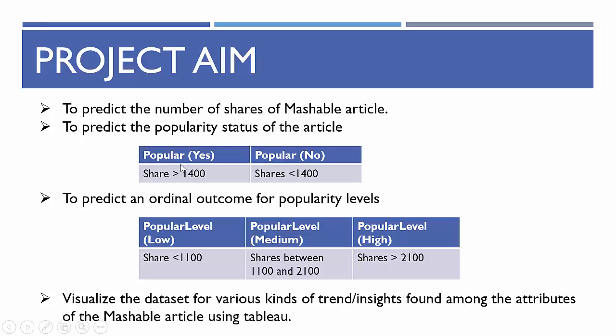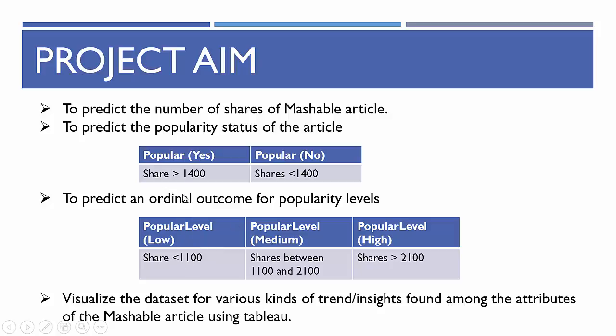One would be to predict the number of shares, which is our basic requirement from our project. We have further extended this requirement to predict using a popularity variable, which would be our binary variable, where we have classified this based on the number of shares. For number of shares greater than 1400, the popularity would be yes, and for less than that, it would be no.